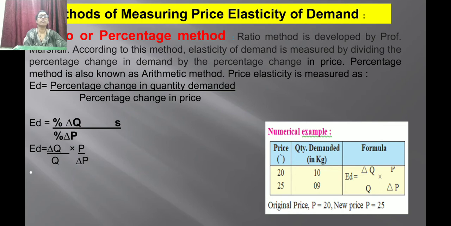In the percentage method, how are we measuring the price elasticity of demand? In the percentage method, the price elasticity of demand is measured by dividing percentage change in demand by the percentage change in price. And the formula, from the schedule, you can just calculate it. Got, students?